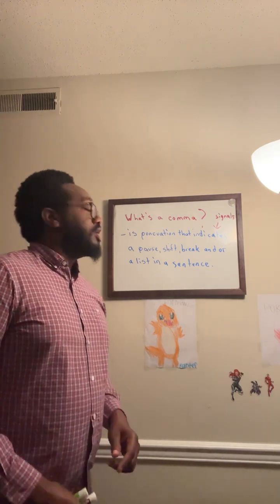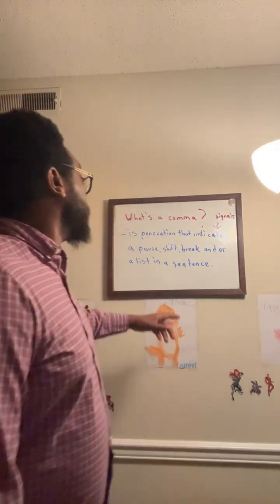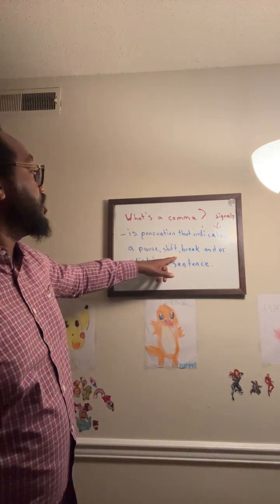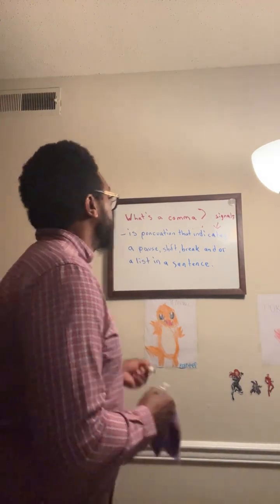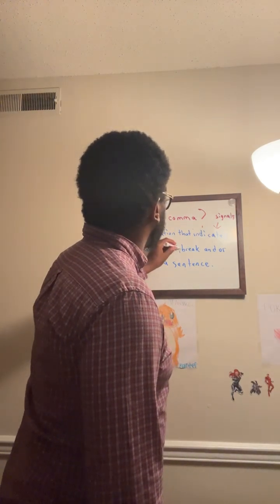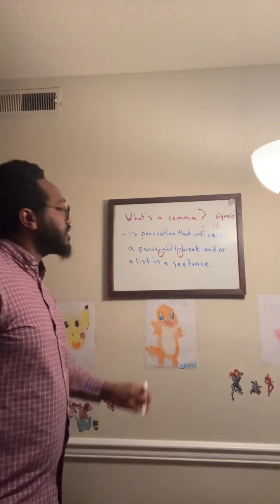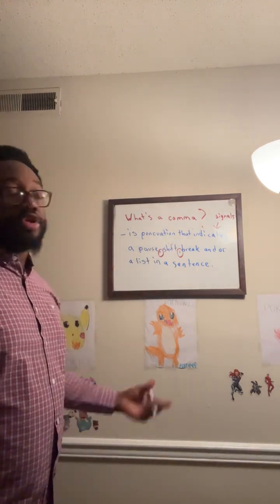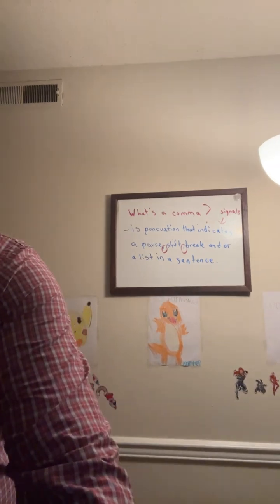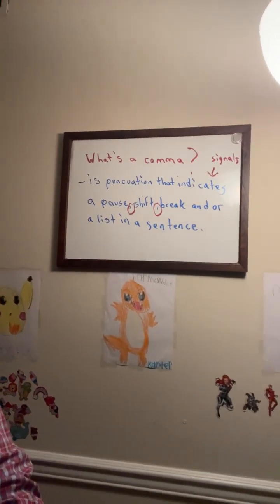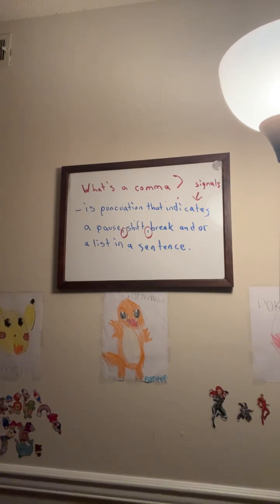Okay. Now, actually, where I have the commas here on the board, this indicates a list in a sentence. I'm listing different things about a comma. So that's one example for you already. Let me bring the camera a little closer so I can see the tripod a little closer. Yep. What's a comma? A comma is punctuation that indicates a pause, shift, break, and or list in a sentence. All right. Now we can use a lot of definitions. This is just one. All right.